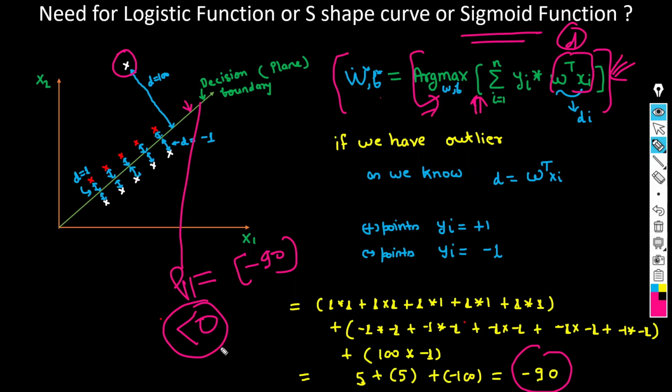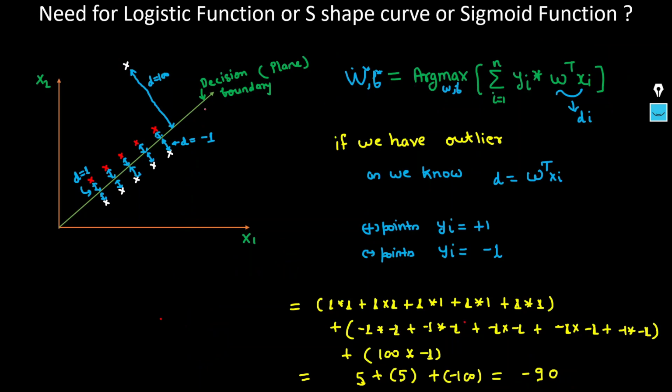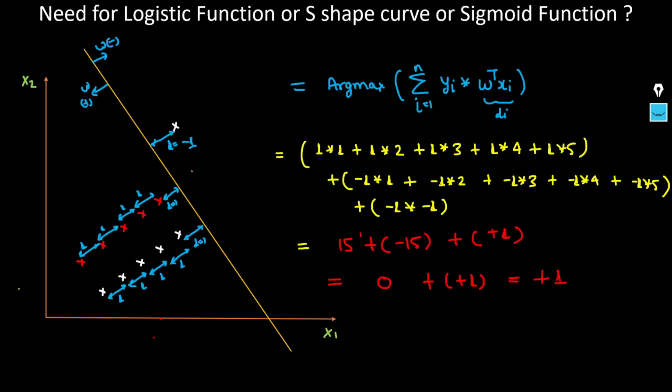It means it will misclassify all the points, right? So let's check. We will use some different plane. We are assuming that this plane will not classify all the points correctly because we introduce some outlier. I am using this particular plane.